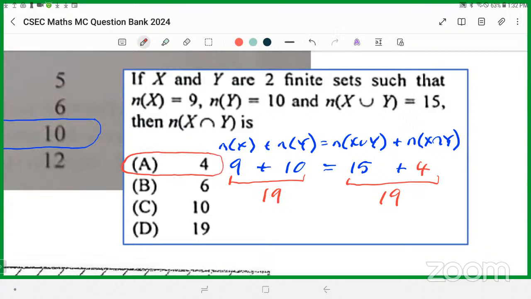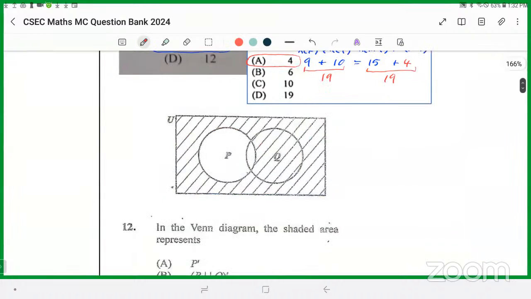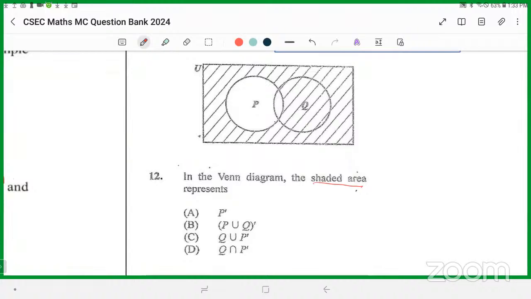I see that they set this pretty often, guys. You're almost certain to get one like this on the exam paper, or two. This one now says, what is the shaded area? I've also seen them ask what is the unshaded area. If you read carefully, the shaded area is everything outside of P. If they ask for the unshaded area, then the answer would just be P. Let me write it out. Unshaded area.